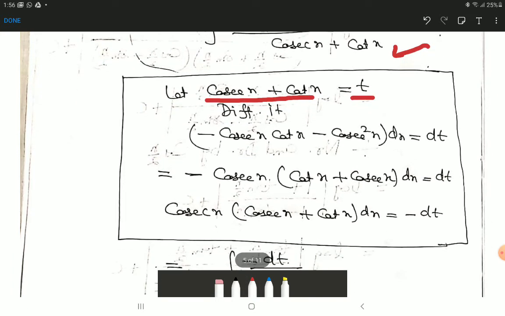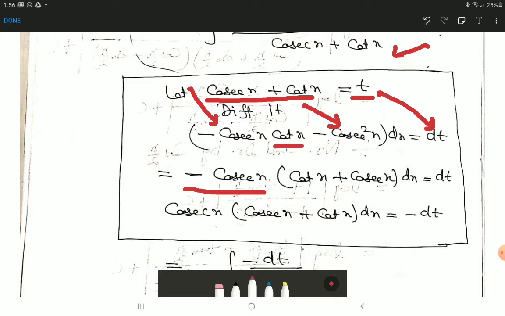Let's differentiate it. Derivative of cosec x is minus cosec x cot x, and that of cot x is minus cosec square x dx, and that of t is dt. So from here you can take minus cosec x common. So what is left inside? From the first term, cot x, since I have taken the negative sign common, this minus will become plus. From two powers of cosec x, I have taken one power common, so one power is left inside. dx is equal to dt.